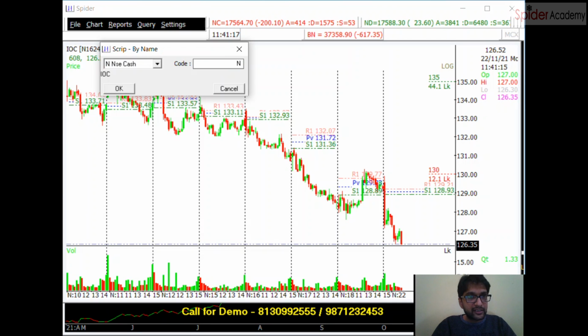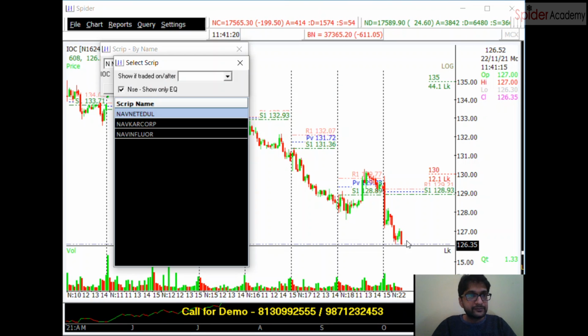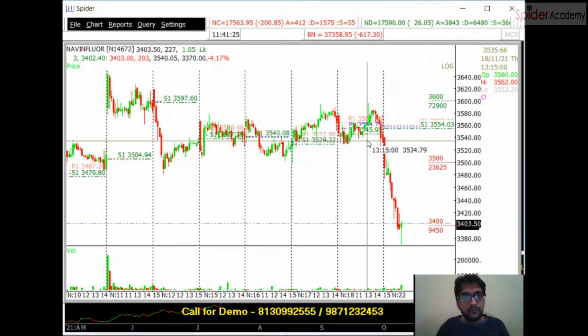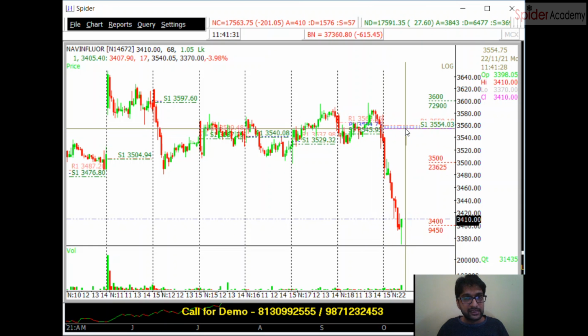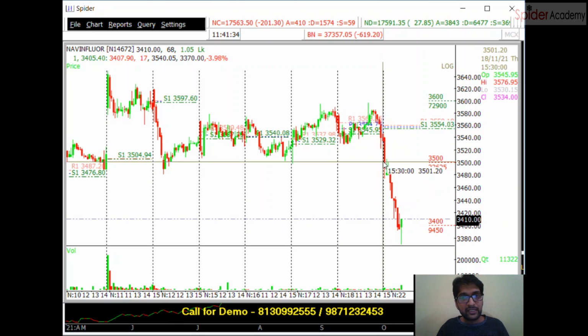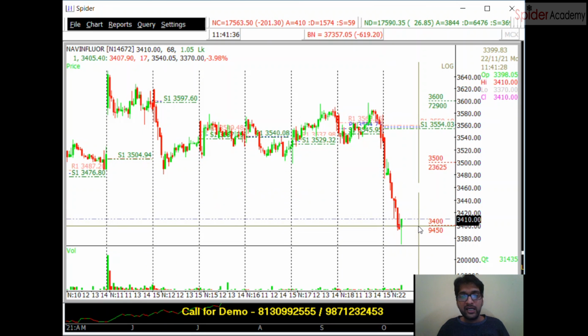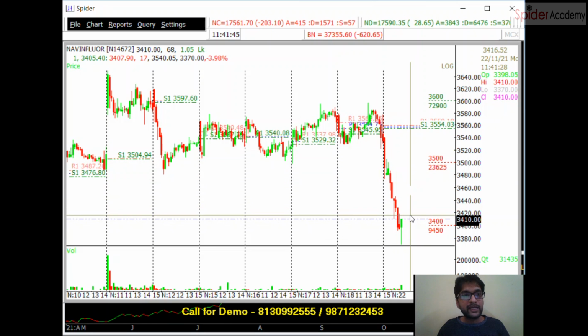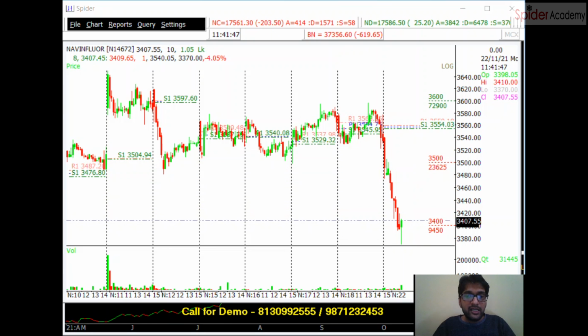Let's take a current example of Navin Fluorine. See, this R1 and S1 are both within the range of the previous S1 and R1, that is CPR, right? And you can see the momentum is very high for intraday purposes, and it is around 2.5 hours since the market started, and you can get good momentum in this particular stock. So as per the examples, and as per my experience, the results based on that concept are excellent, right?